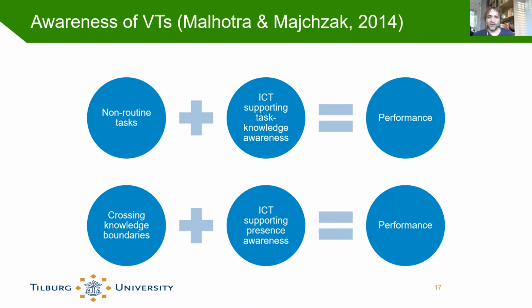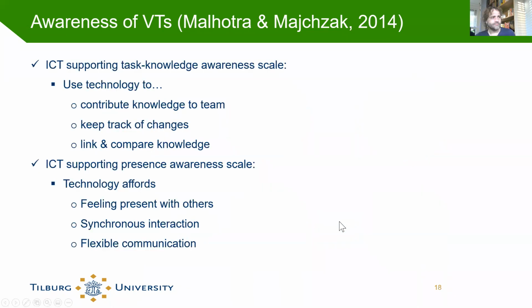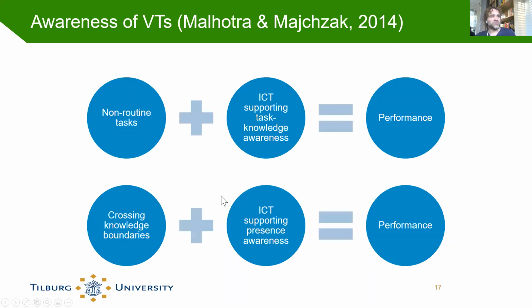Because what they hypothesize, and also found in that paper, is that if you have a team that has to perform difficult, non-routine tasks, then you need IT that supports, as they call it, task knowledge awareness. But if you look at their definition of task knowledge awareness, it is technology to contribute knowledge to the team, keep track of changes, link and compare knowledge, which is exactly similar to information processing and process structuring. So basically they say, if you have to perform non-routine tasks, then you need information processing and process support in order for teams to perform well.